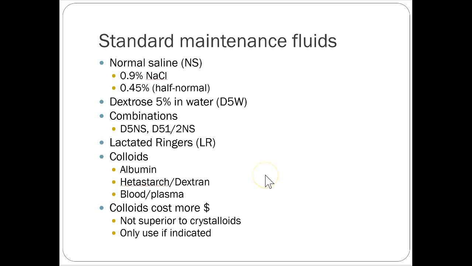Colloids are a little bit different. So colloids are going to be bigger, bulkier molecules. So albumin is an example of a colloid, which is just a human protein isolated from blood products, purified down into albumin and then infused. And these products basically just change the concentration gradient. So they keep fluid within the intravascular space. And that can be helpful for a number of reasons. Albumin's by far the one that's used most often.